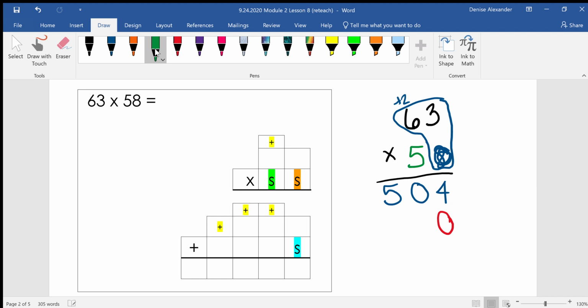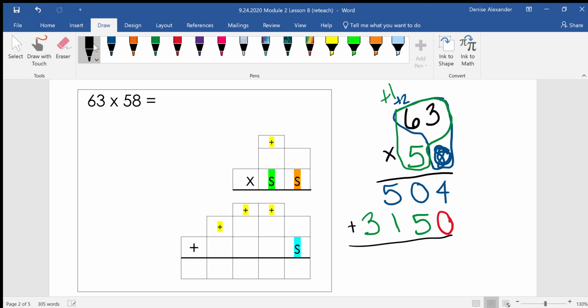Now we're going to do 5 times 3. 5 times 3 is 15. Great job, you guys. I'm going to add my 5 here. I'm going to add my 1 here. Now look, this is what I'm doing now. I'm multiplying this way. Now I'm doing 5 times 6 plus 1. You're right, it's 31. Now we're going to add it. 4, 5, 6, and 3. That's our answer.